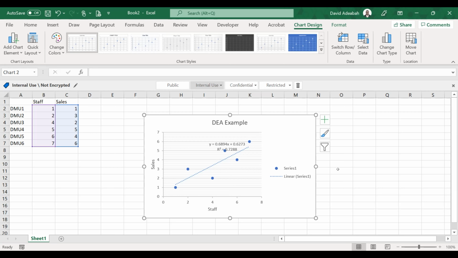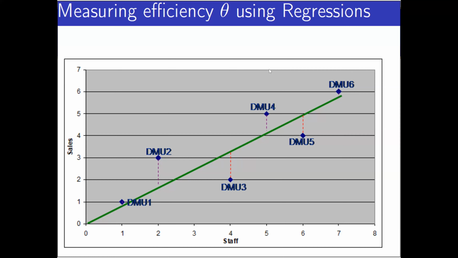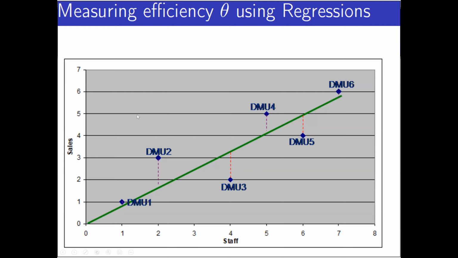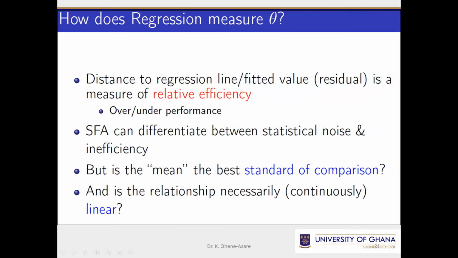And what are the challenges? Now follow me here. Let's begin to look at the challenges. The first thing is that the distance to the line is a relative measure. Now, the thing about the regression that you saw is that overperformance is said to be when you are above the line. So it means that DMU2 is performing too much. DMU4 is performing too much. And underperformance is when you are below the regression line.